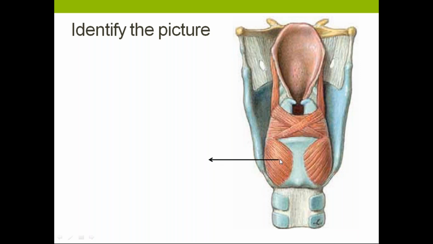Next, we'll go to the next person. What is this arrowed muscle here? This is the lamina of the cartilage. What is this? Posterior cricoarytenoid. Okay. What is the next one, the green-colored horizontal one? Transverse arytenoid. Yes, it is the transverse arytenoid. What is this X-shaped muscle? Oblique arytenoid.